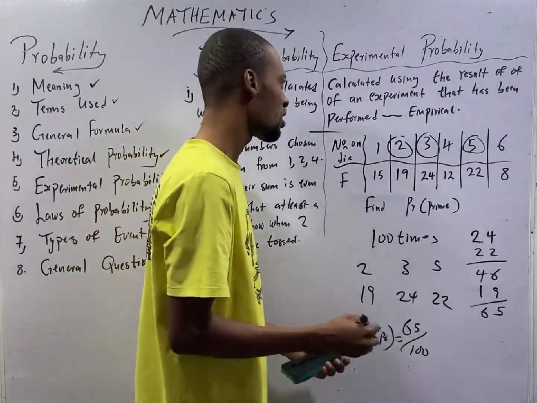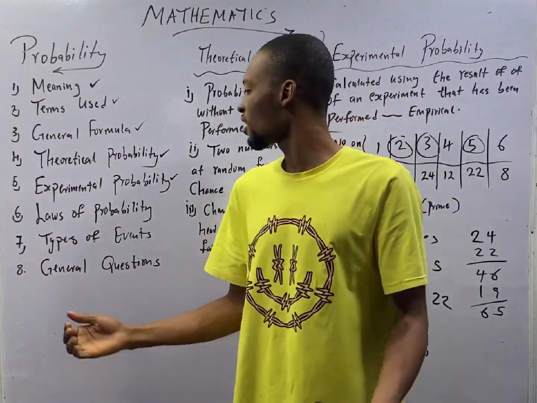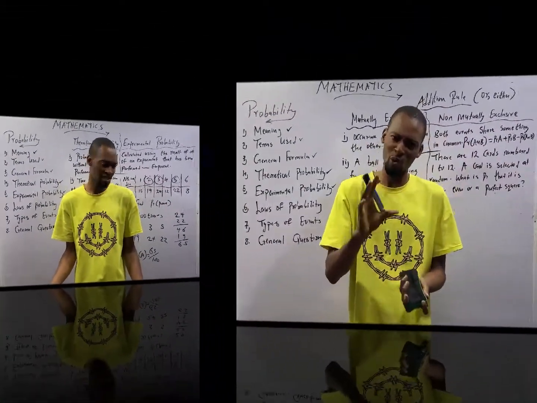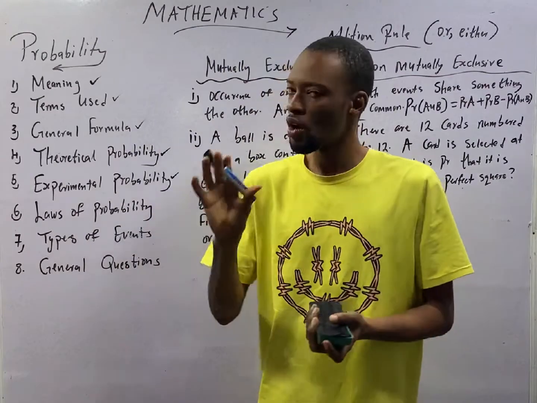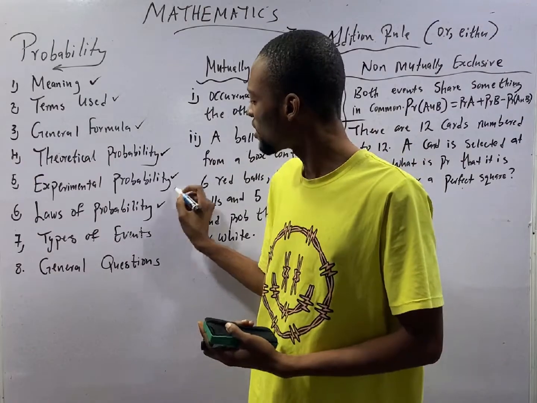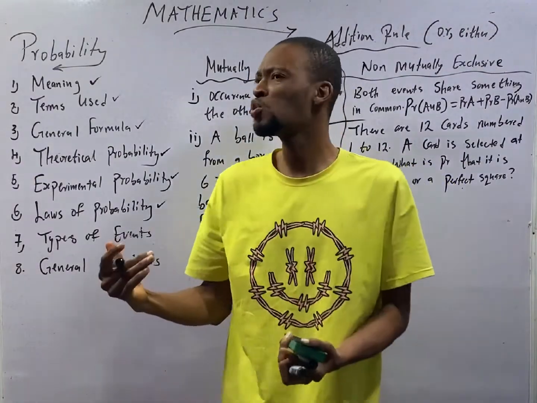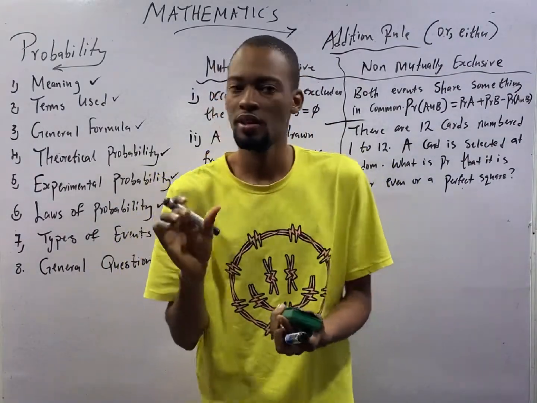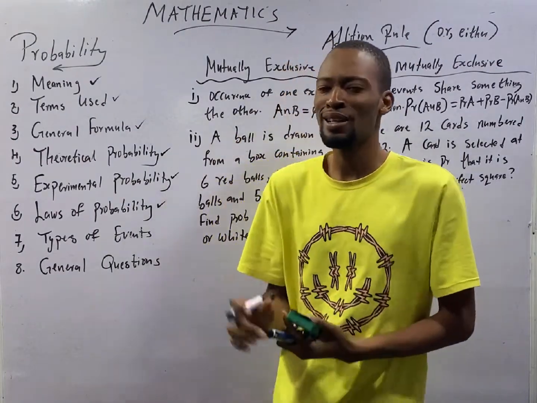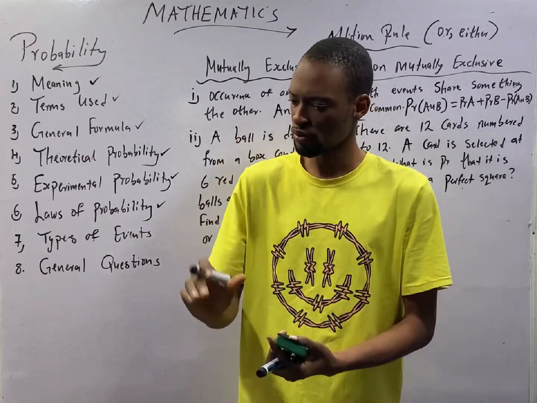Ladies and gentlemen, so that is theoretical probability and experimental probability. Let's look at the laws of probability. When it comes to probability, there are two major laws: the addition law or addition rule, and the multiplication law or the multiplication rule.